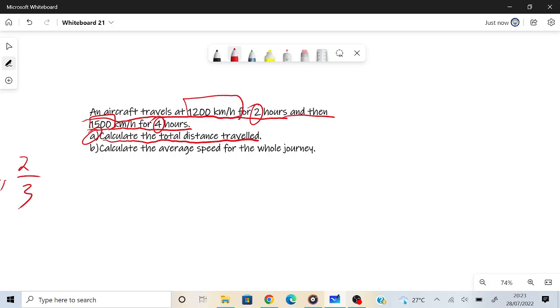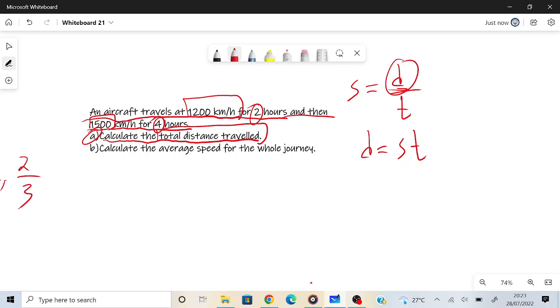We know that speed is distance over time, and if we are to get distance, all we do is make d the subject of the formula. If you are not comfortable with making terms the subject of the formula, you can watch my video on making x the subject of the formula in any equation. In this case, we're making d the subject. So d is simply s times t, which is speed times time. And it wants us to find the total distance traveled.